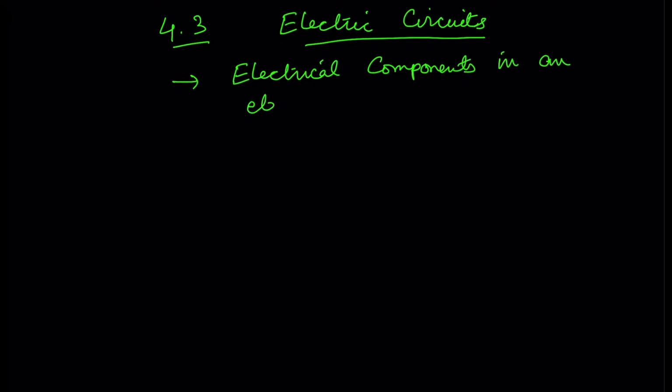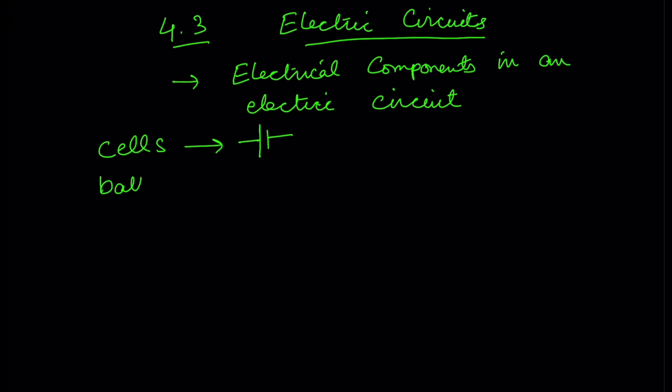In an electric circuit, we have quite a lot of components that we use. I'm gonna name a few. For example, cells, and while drawing a circuit diagram we represent the cell by this symbol. Then comes the battery. We represent the battery with this symbol. For the cell, this is the positive side of the cell, that's the negative terminal. For battery, that's the positive, that's the negative.